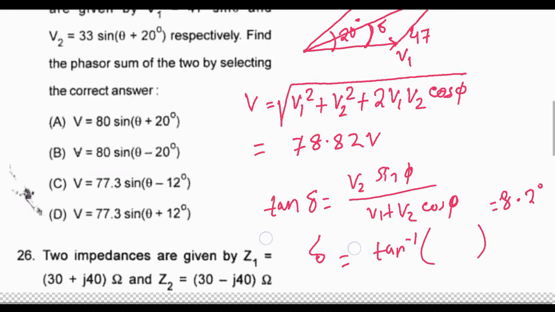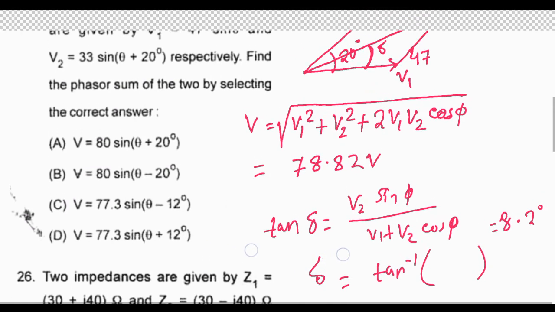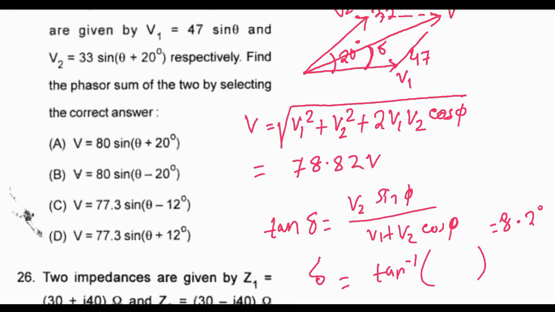So look at this thing. There is no 8.2 degree here. 78.8 I can consider it to be 77 or 80 also, but there is no angle which is equal or nearly equal to 8 degree. Here 20 and 12 are given.